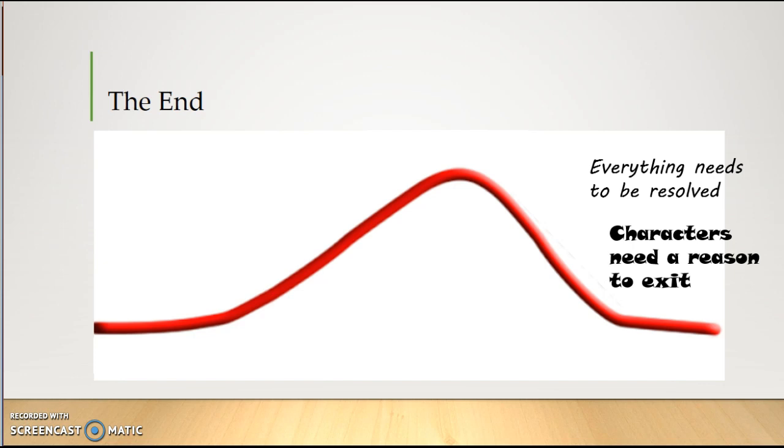The characters don't have to leave the stage necessarily, but they have to have resolved what they're doing. If they're exiting, there needs to be a reason for them to exit. Maybe it is that they're going to put back the ladder after getting the cat down off the roof or something like that. And then, of course, you need a clear ending.